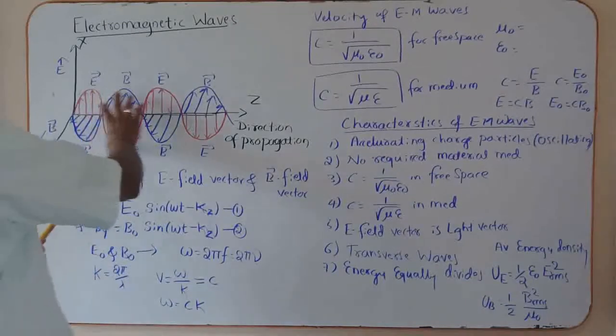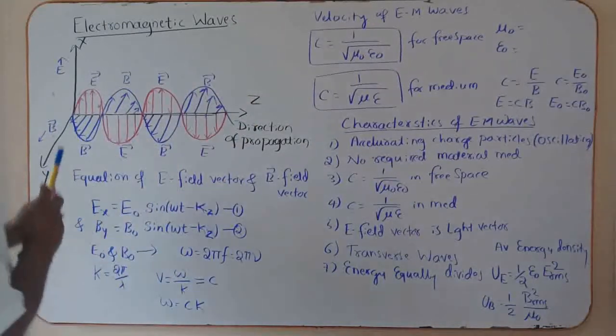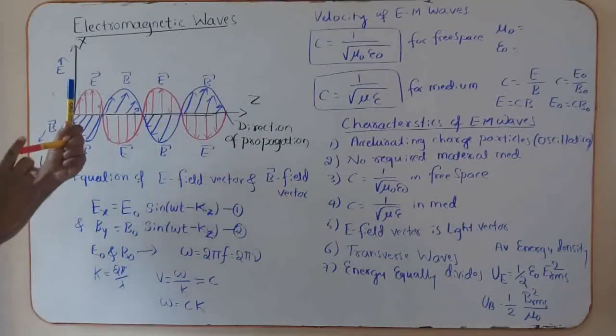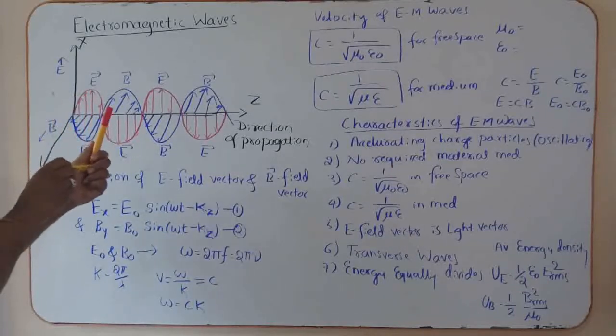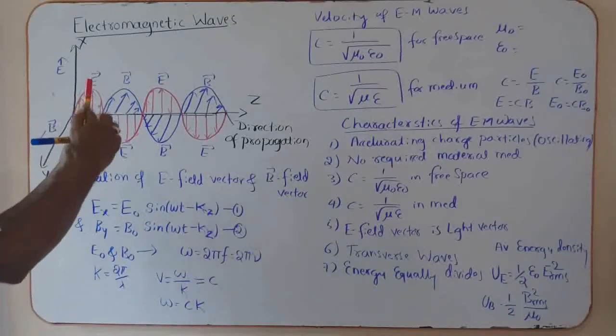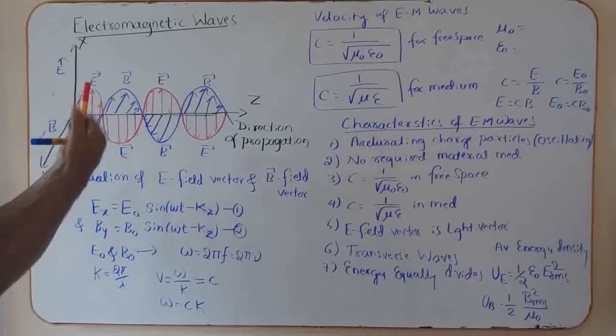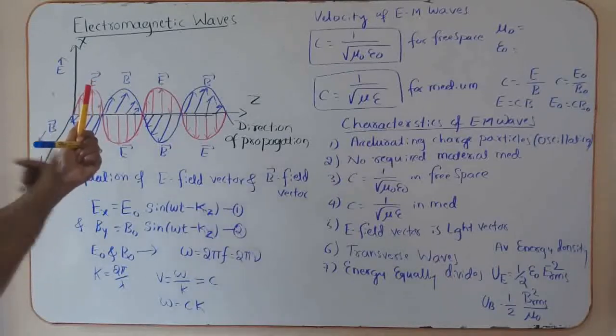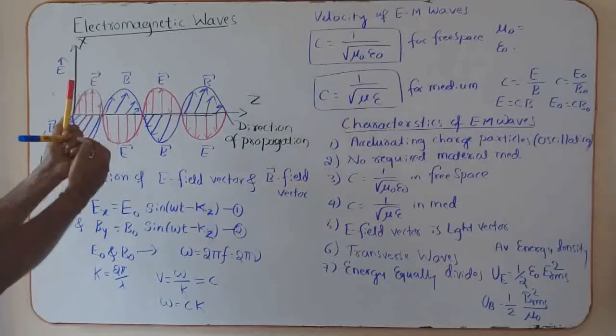Now you observe this electromagnetic wave. This is the magnetic field vector, and this is the electric field vector. The electric field vector is along the y-axis, and the magnetic field vector is along the x-axis.